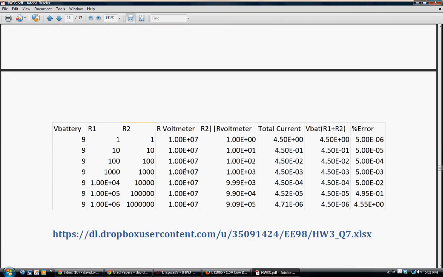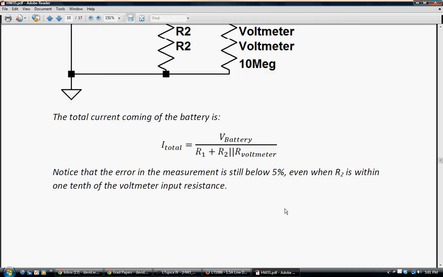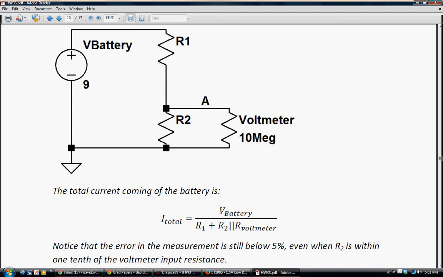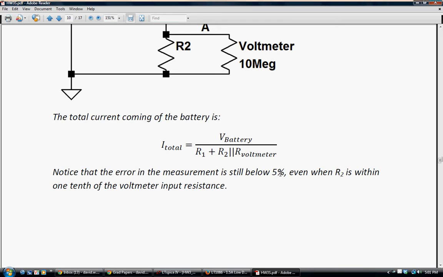When I plotted it, I calculated it in Excel, and there's the link if you want. And you can see here's the total current according to that equation. But then, notice, here's the total current when I have the battery divided, just taking into account R1 and R2, not R2 in parallel with the voltmeter. And then calculate the error. You'll see that the error is quite insignificant, and even when R2 and R1 are approaching 1 mega ohm, meaning they're only a tenth of 10 mega ohms, the error is still below 5%.